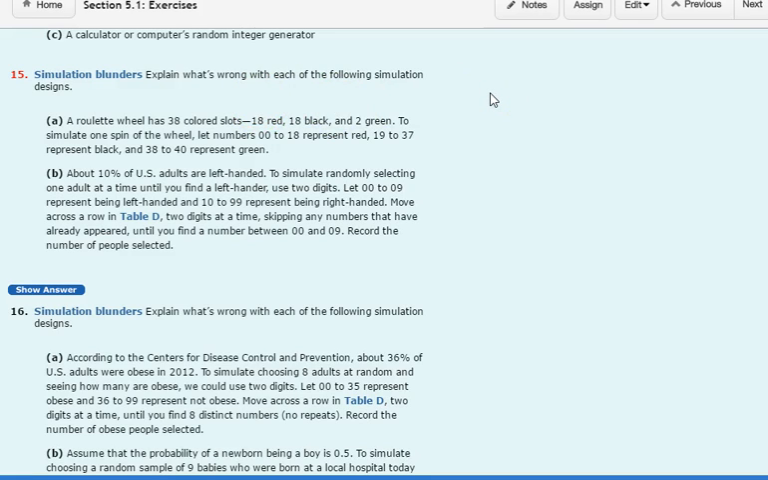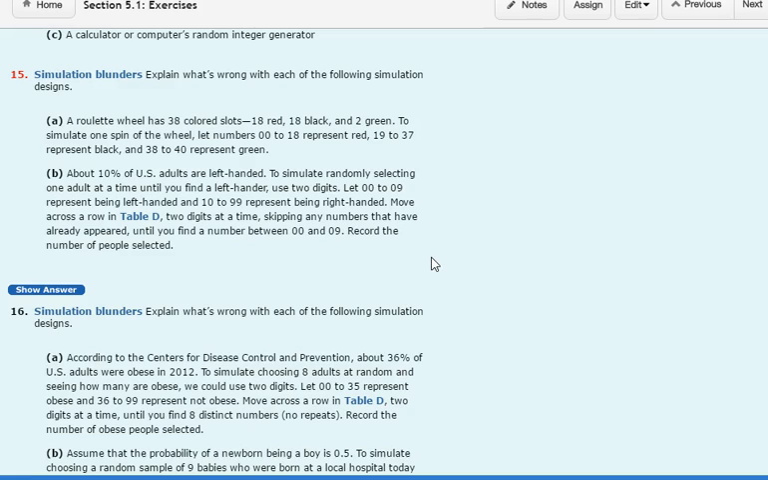Part B says about 10% of U.S. adults are left-handed. To simulate randomly selecting one adult at a time until you find a left-hander, use 2 digits. Let 00 to 09 represent being left-handed, and 10 to 99 represent being right-handed. Move across a row in Table D 2 digits at a time, skipping any numbers that have already appeared until you find a number between 00 and 09. Record the number of people selected. That is actually a very good description of how you work with a random digit table. So that's a good example of how to describe it.